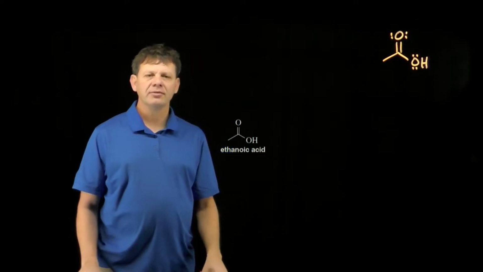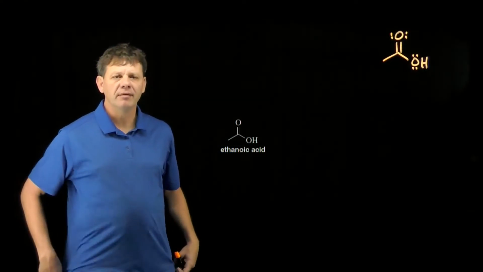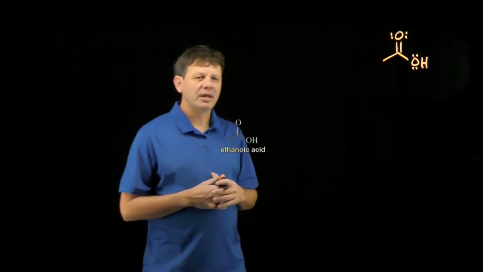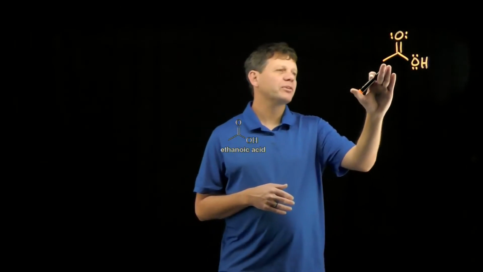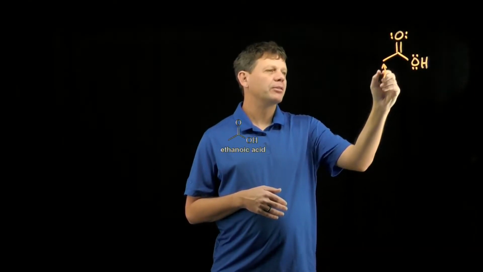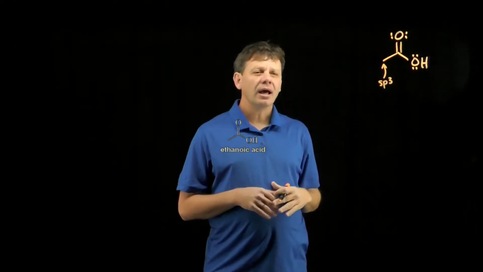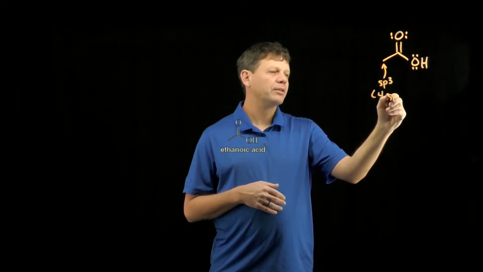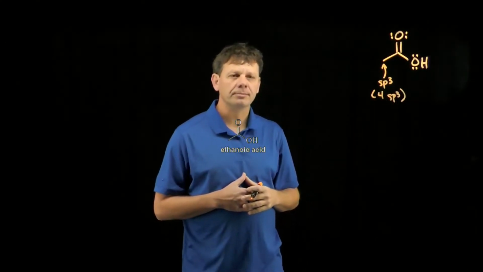This assessment asks us to draw the molecular orbital picture of ethanoic acid. We start this by assigning the hybridization to each atom. So this carbon has 3 hydrogens and 1 other carbon bond. It's going to be sp3 hybridized. An sp3 hybridized atom is going to bond using 4 sp3 hybridized orbitals.